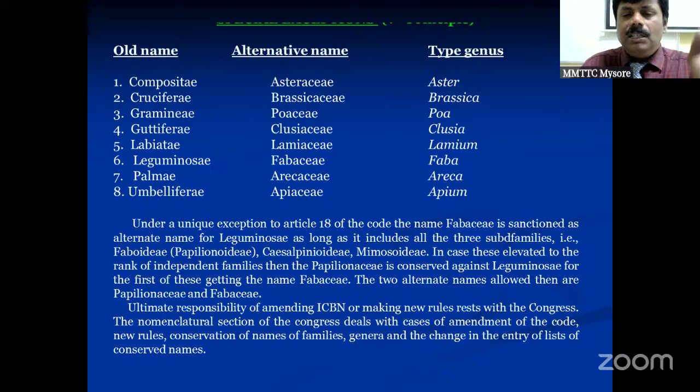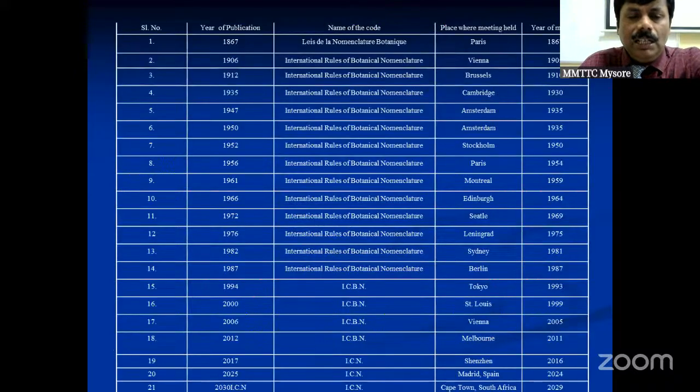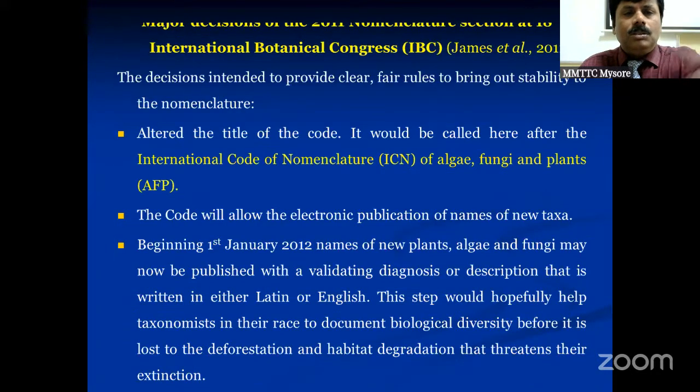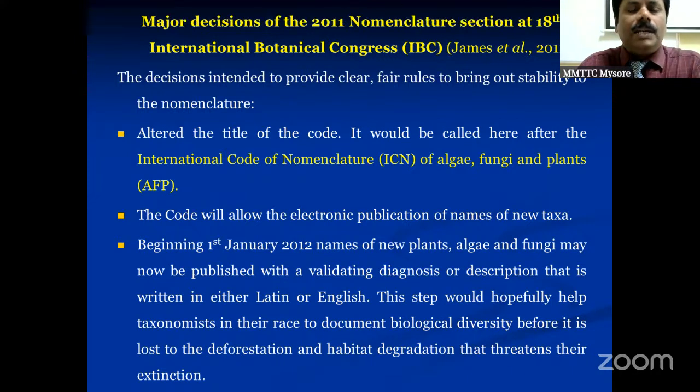So I told you, under a unique expression, these are the conditions. See, 20 International Botanical Congresses have taken place. The last one is the 2024 Madrid, Spain. Now we are jumping into the new code, a very important one, as I have mentioned, the ICN. I'm going to talk about typification, which will be of greater importance. The decision was intended to provide clear, fair rules to bring about stability in nomenclature. The title of the code is altered; hereafter it is called the International Code of Nomenclature, ICN, for algae, fungi and plants.